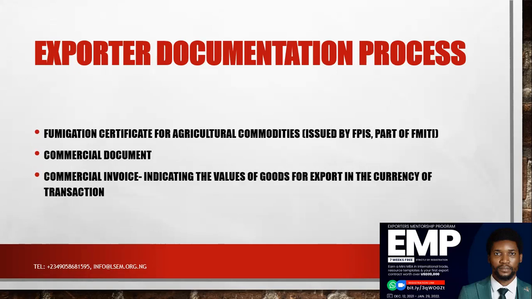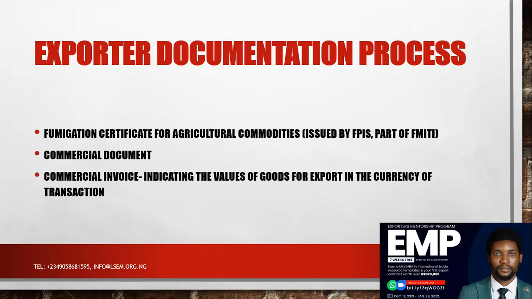So fumigation certificate is also part of it. It's also for agricultural commodities to avoid spoilage and all that. So you need a fumigation certificate. Now we have commercial documents. Some of the commercial documents, one is a commercial invoice.